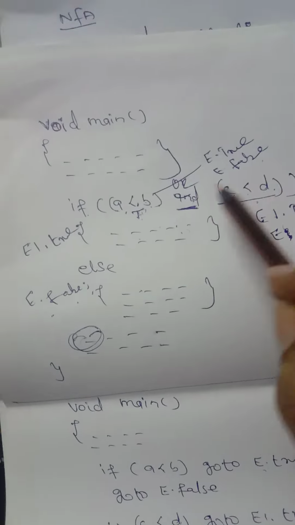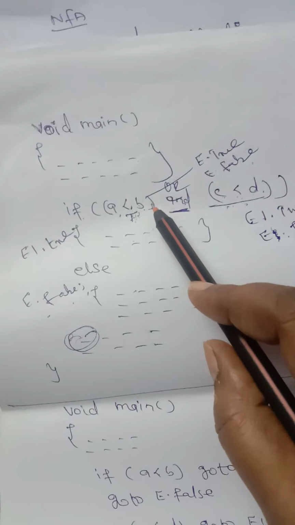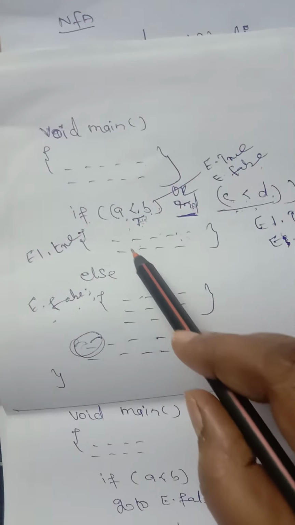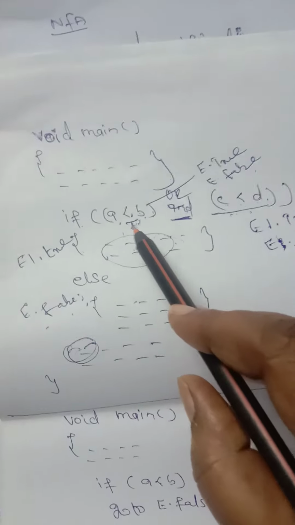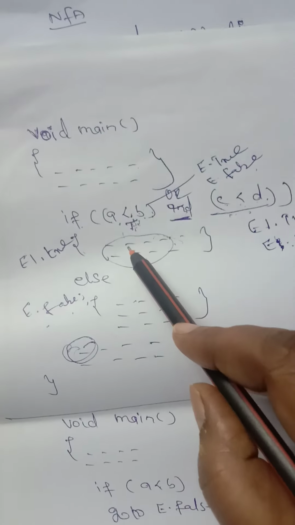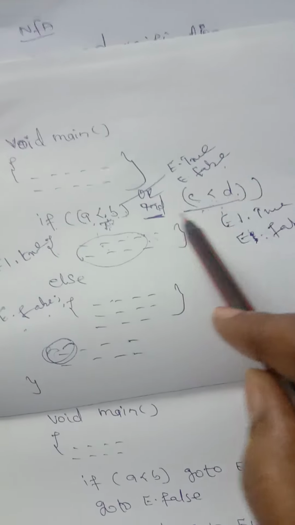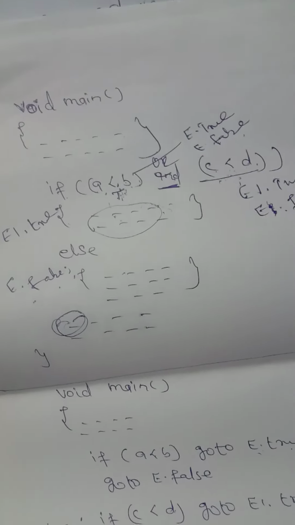So if A less than B is true, that is E dot true, we directly execute this part. So go to E1 dot true. Suppose the condition is false, then go to this part. Like that we have to write the three address code.